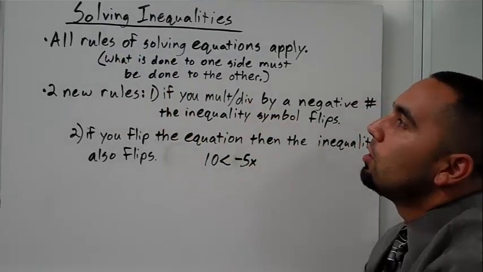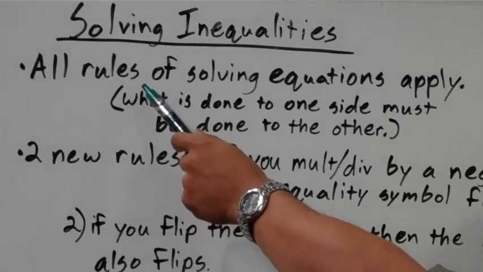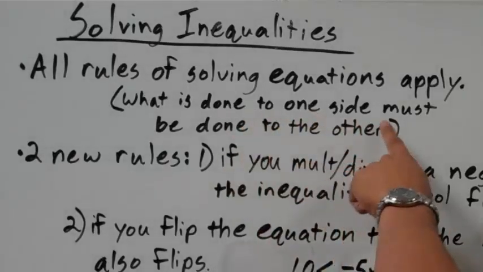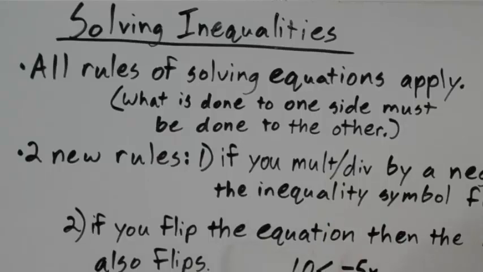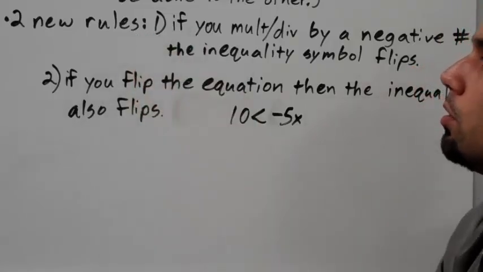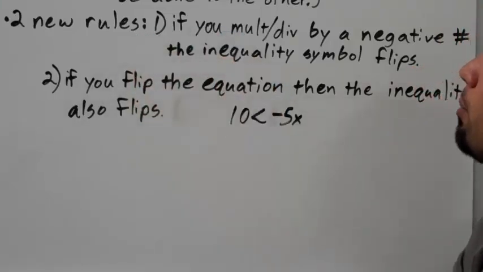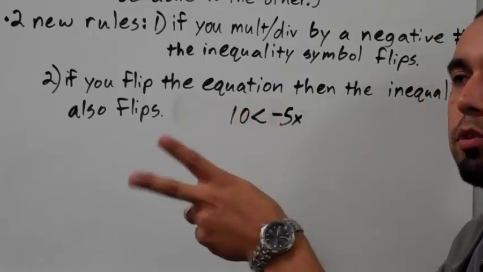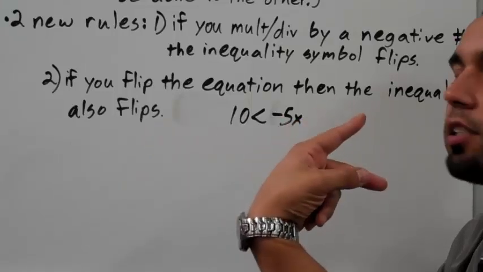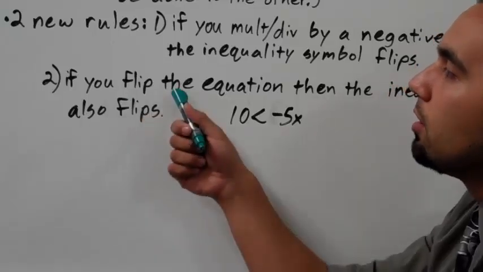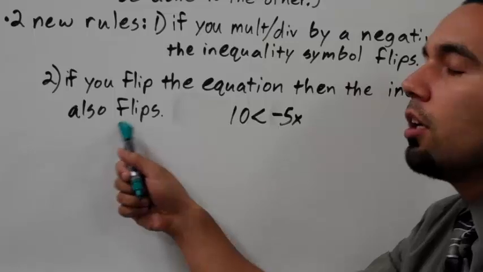We have to remember two things. One, first is all rules of solving equations apply. So just like with regular algebra, when you have an equal sign, what is done to one side must be done to the other. Okay, so all the same rules of manipulating equations work for inequalities. But we have these two new rules. The first one is if you multiply by or divide by a negative number, your inequality symbol is going to flip. So if it's facing one way, now it will be facing the other way if you multiply or divide by a negative number. The second one is if you flip the equation, then the inequality also flips.